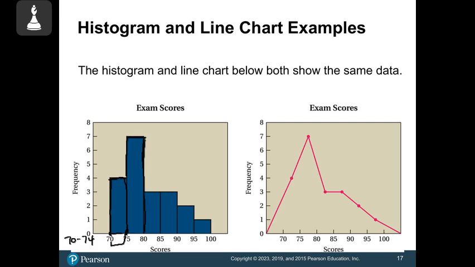Now, to turn this into a line chart, what they do is put the dot in the middle of the bar. So in the middle of each one, and that's how they're getting this. So if you look, this dot is right in the middle of this category. This dot's going to be right in the middle of this one. And then they connect the dots with a line.